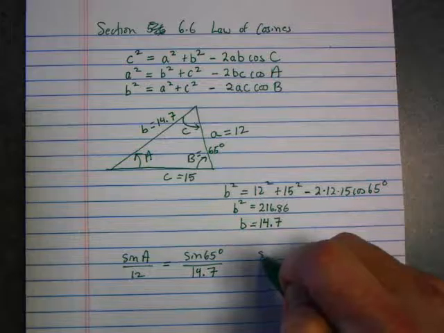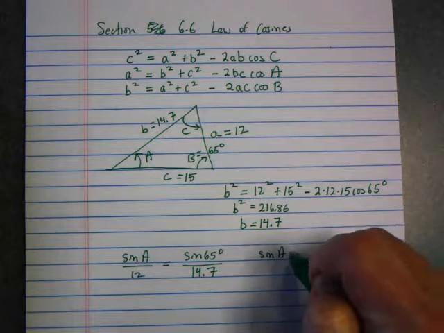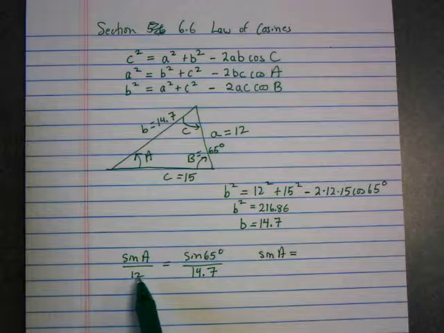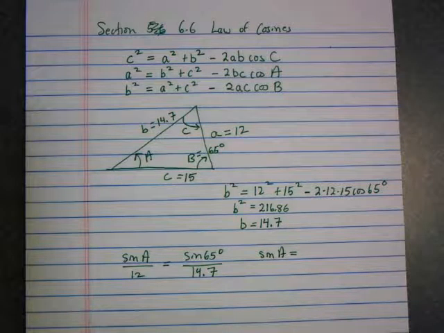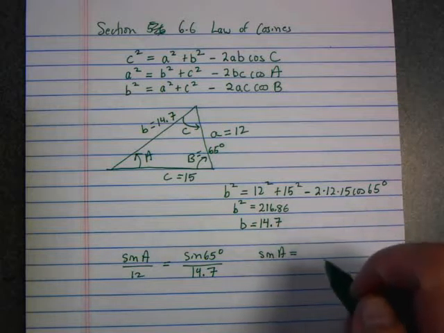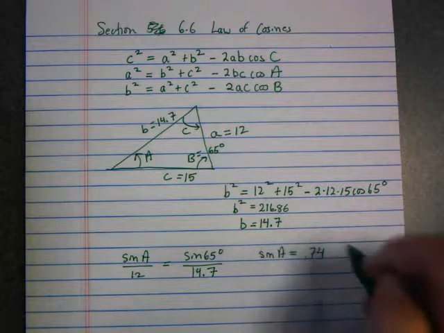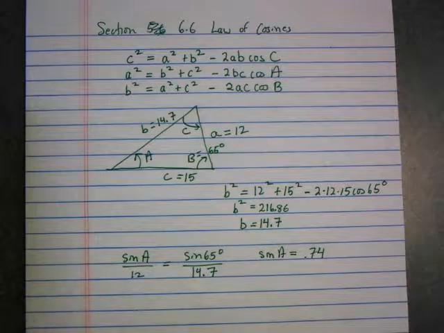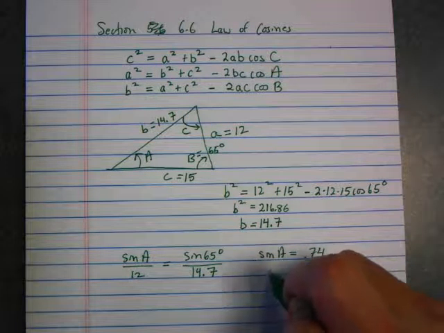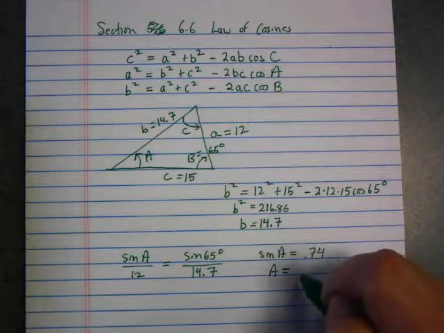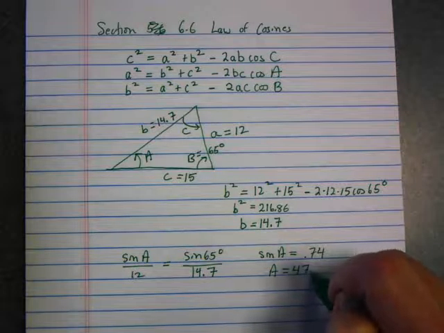All right. So sine A is, I'm just going to do the arithmetic here on my calculator. 12 sine 65 divided by 14.7. That's about 0.74. And I do sine inverse of that number. And when I'm doing sine inverse here, I'm not rounding off. I'm using the whole number on my calculator. I get A is about 47.7 degrees.